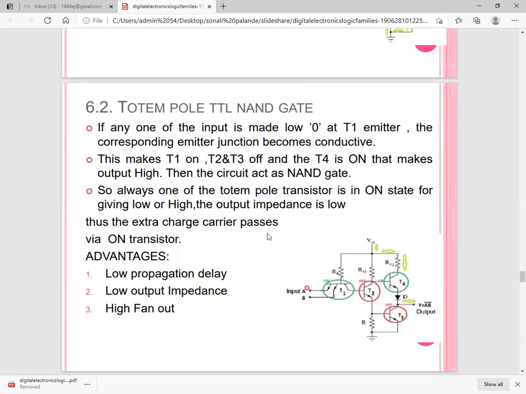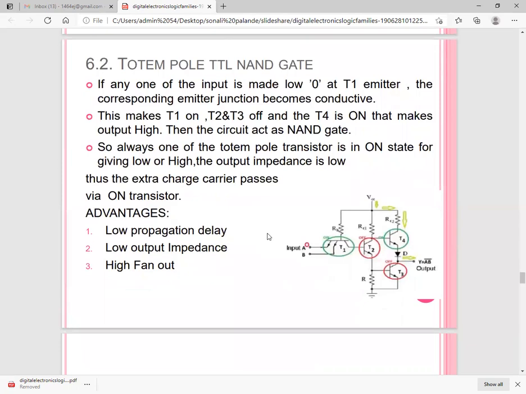In the totem pole TTL NAND gate, if any one of the inputs is made low, that is 0 at the T1 emitter, the corresponding emitter junction becomes conductive. This makes T1 on, T2 and T3 off, and T4 is on. That makes the output high. Then the circuit acts as a NAND gate.